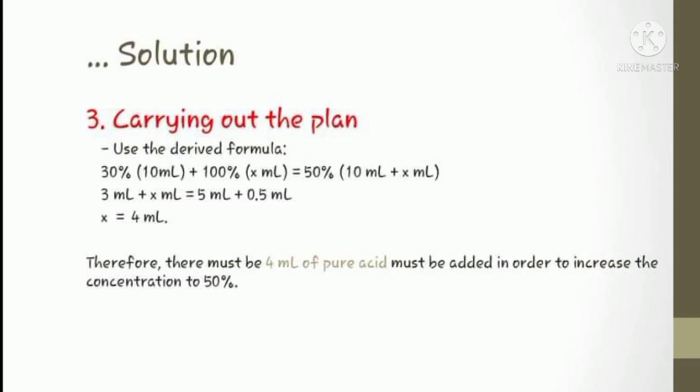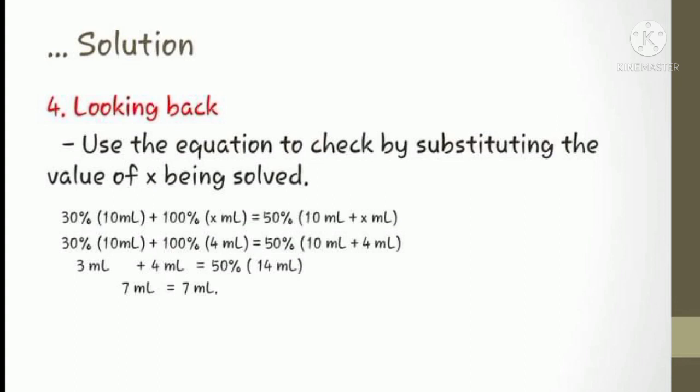So the third step is carrying out the plan, or it is the time that you need to solve the problem. So the result is X is equal to 4 ml. Therefore, 4 ml of pure acid must be added in order to increase the concentration to 50%. After you solve the problem, use the last step, looking back. Use the equation to check by substituting the value of X being solved. As you can see here, our checking is very accurate.